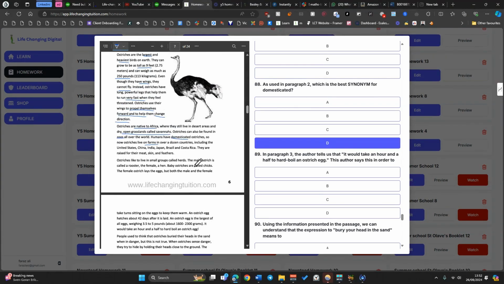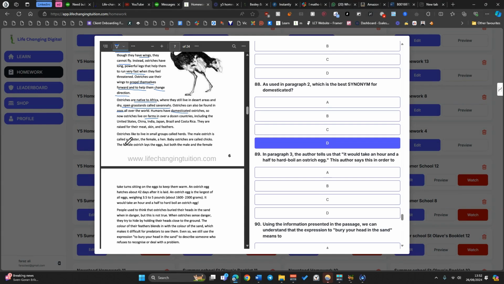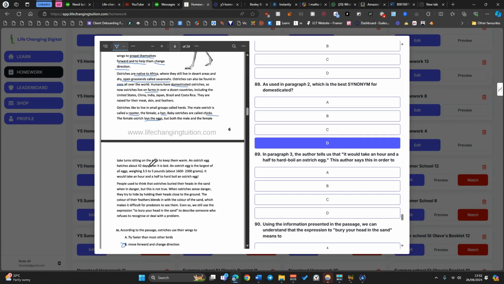Ostriches like to live in small groups called herds. The male ostrich is called a rooster. Female is called a hen. The baby ostriches are chicks. Female ostriches lay eggs. They take turns sitting on the eggs to keep them warm. Hatches after 42 days. The eggs are around 5 pounds. It will take an hour and a half to hard boil the ostrich eggs.